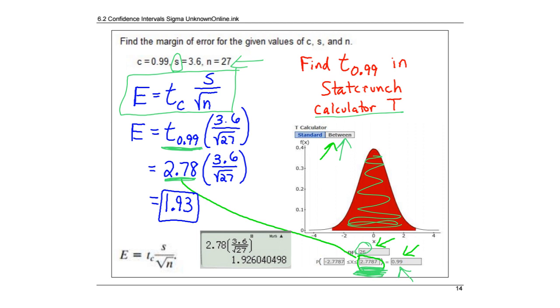Okay, so for T of C, we need to go into calculator T. For Z of C, we're going to go into calculator normal. And then we're going to fill in the rest of the formula. S is 3.6. They gave that to us up here. And on the bottom is the square root of the sample size, so that's the square root of 27. Once you pop that into your calculator, you'll see that you get 1.93 as the answer. So this is my margin of error. At that point, if they asked me for the confidence interval, I could do that, although they'd have to give me the mean.